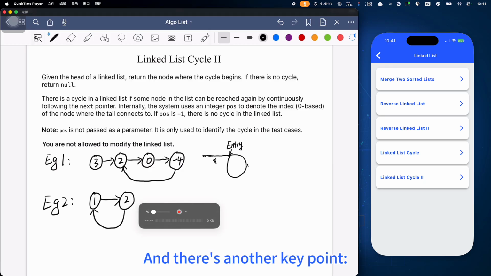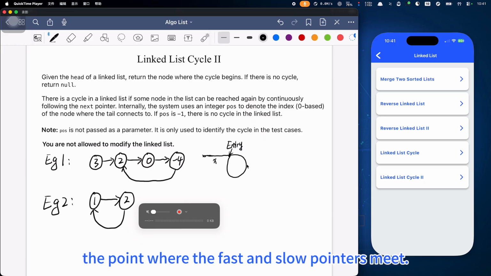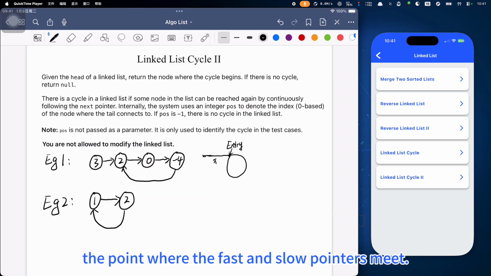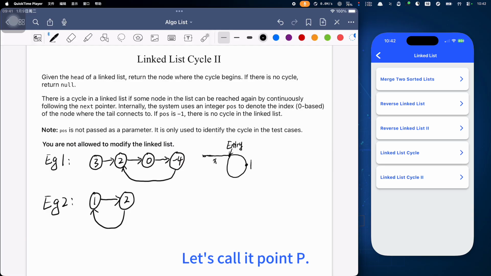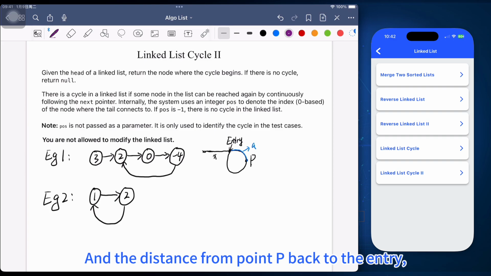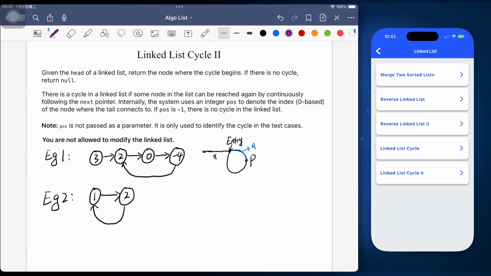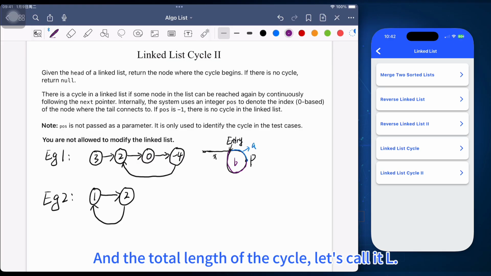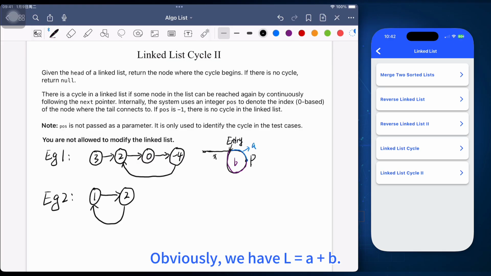And there is another key point, the point where the fast and the slow pointer meet. Let's call it pointer P. And the distance from the entry to point P, let's use another color, we call it A. And the distance from the point P back to the entry, we call it B. We use another color. So here it's B. And the total length of the circle, let's call it L. Obviously we have L equals A plus B.